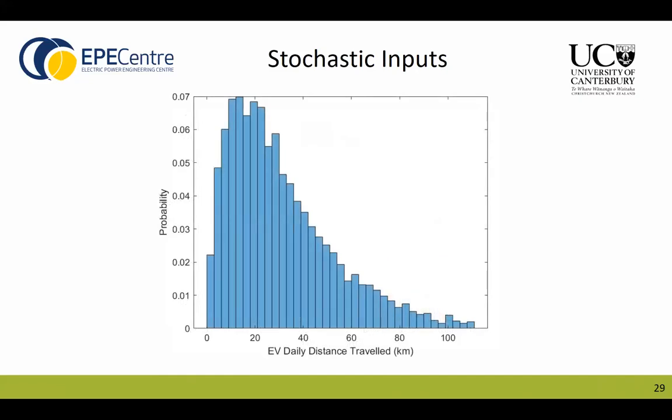Daily distances travelled are sampled from the distribution seen here. This data is taken from the Ministry of Transport and accounts for all light passenger vehicles. So the upper tail of this distribution was clipped to account for the maximum possible range of electric vehicles.